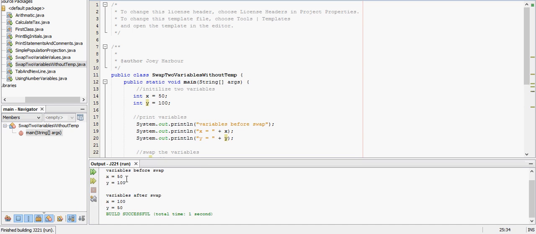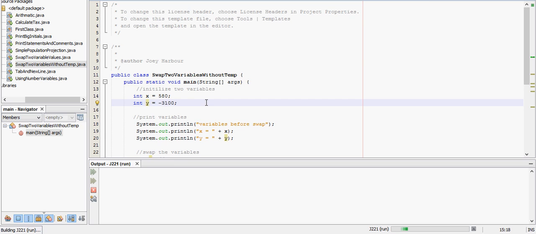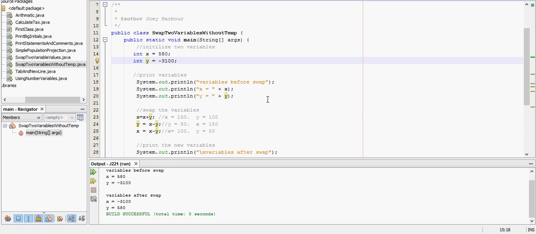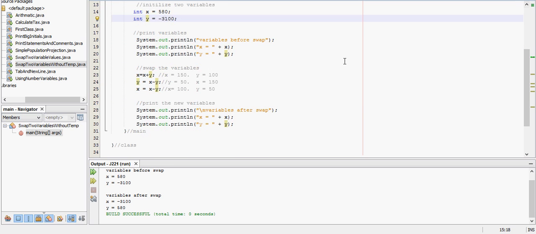So x equals 50, y equals 100 originally, and afterwards, x equals 100, y equals 50, and we'll show you this will work for some other values. Let's say 580 and negative 3,100. We'll run for those. And you can see that those are working for those values too. There is nothing special about these values, it will work for any values of x and y. So I think that's a really neat swap there. Not sure who originally thought of it.